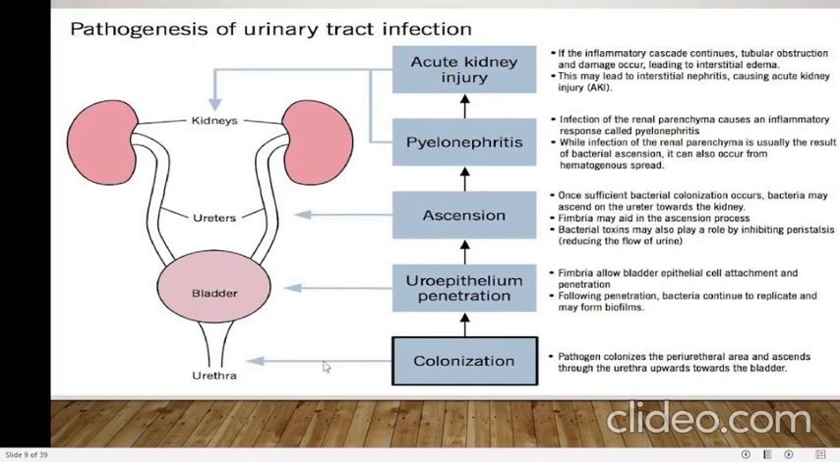So in summary, that's how it happens. You have the colonization of the urethra, then the uroepithelium penetration. It ascends to the kidneys, and there are multiple complications that we have to mention. We have pyelonephritis and even AKI, acute kidney injury.